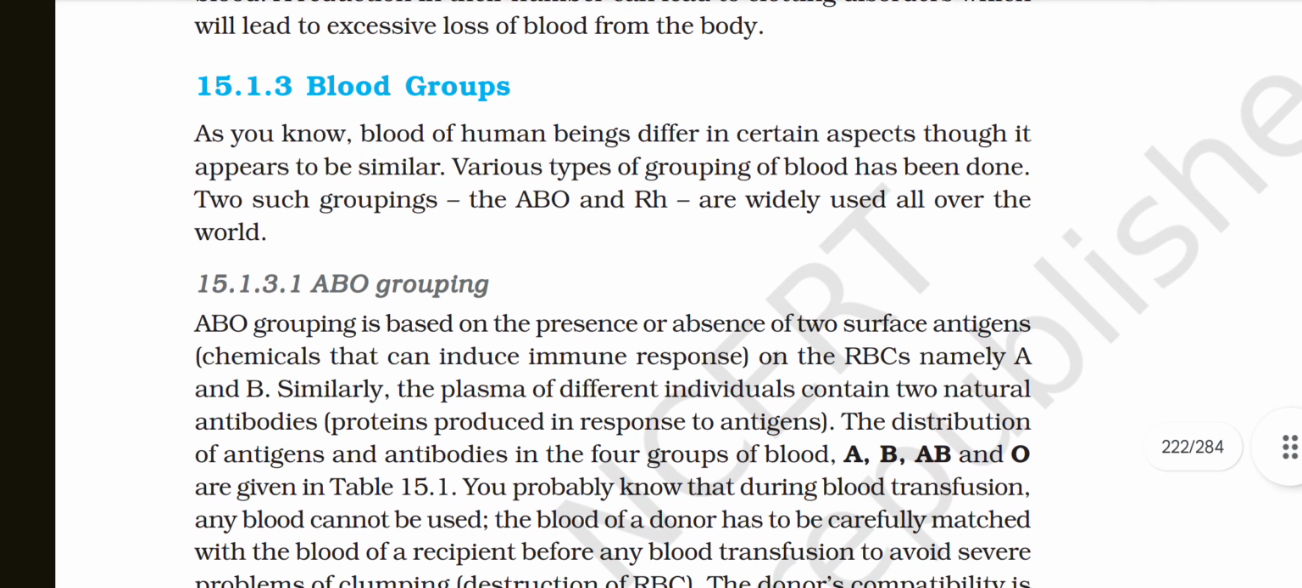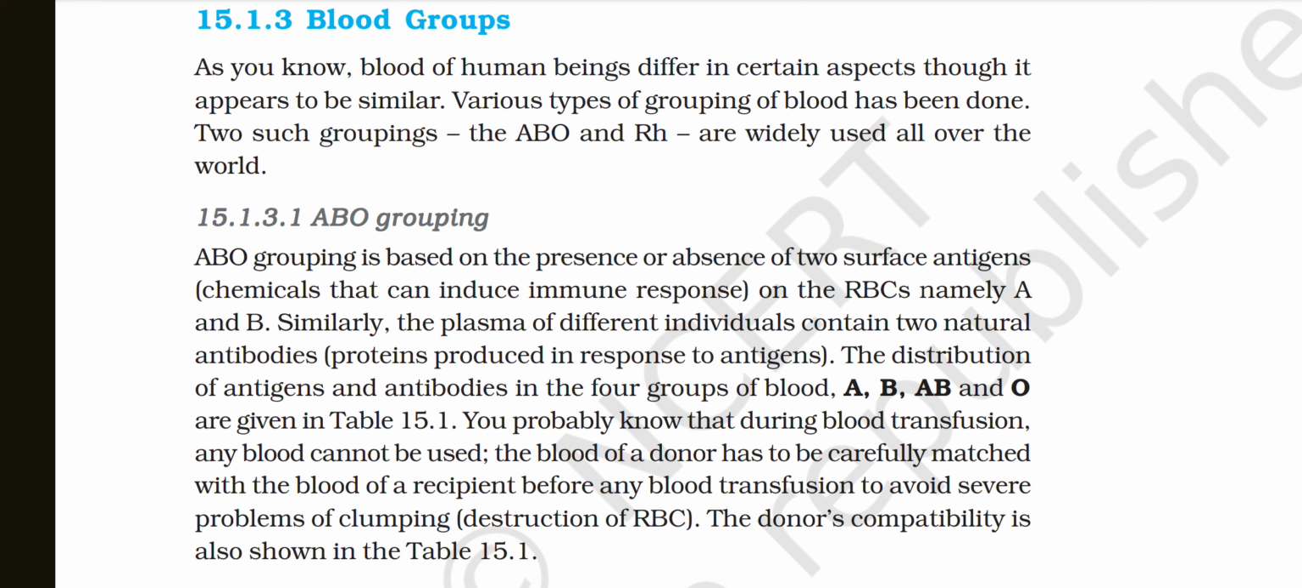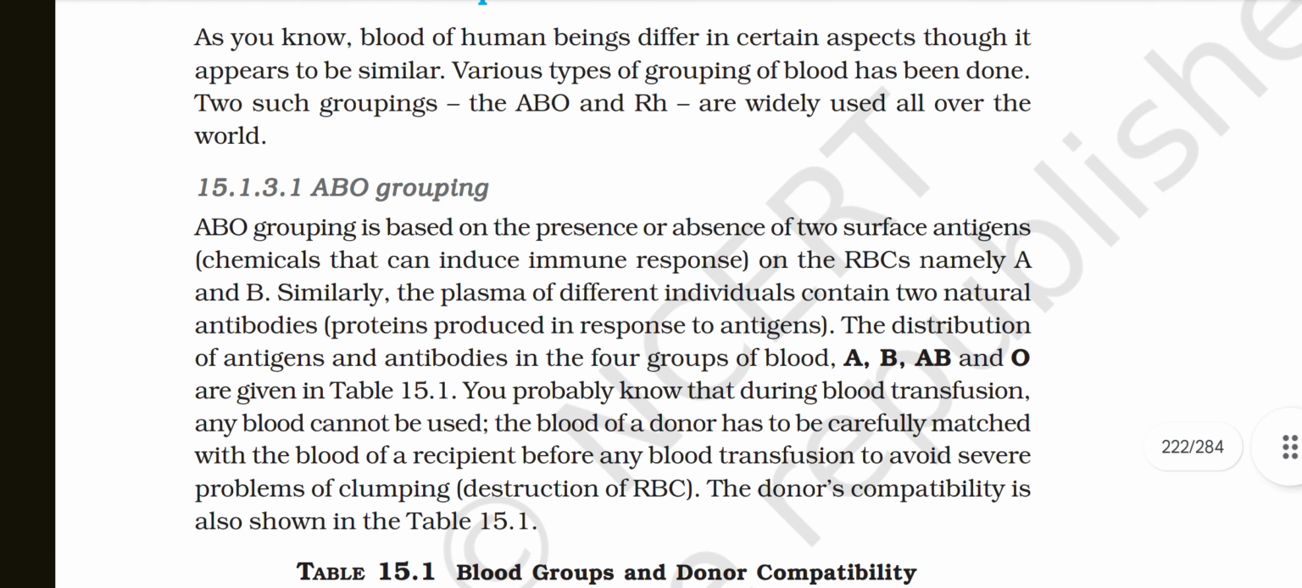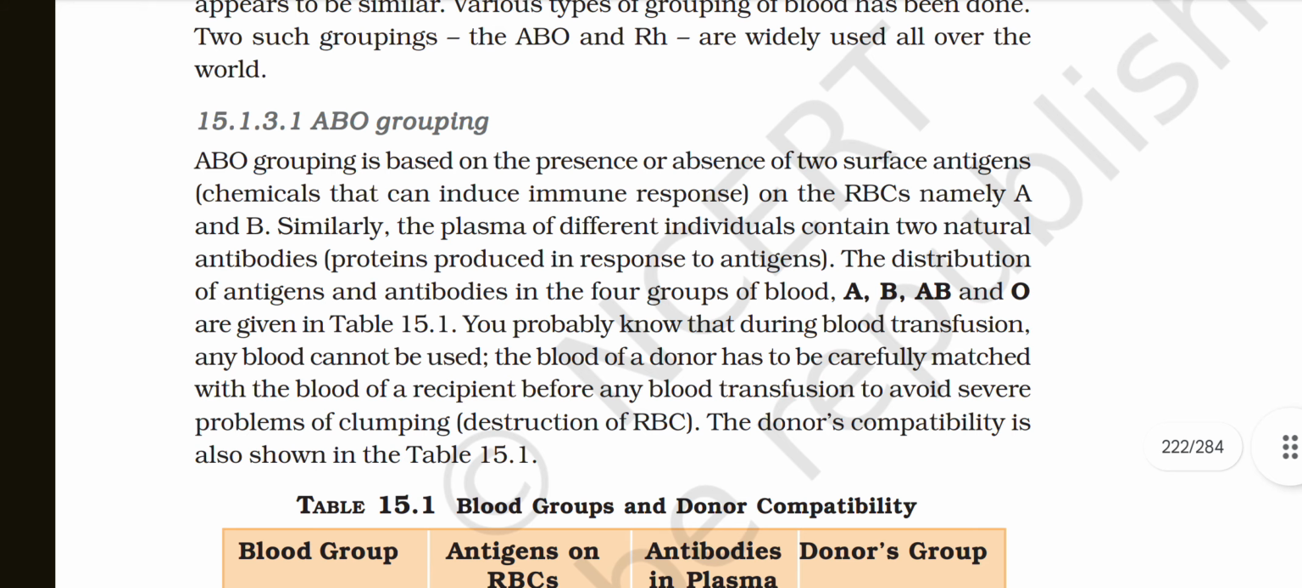Blood groups. As you know, blood of humans differs in certain aspects though it appears to be similar, and various types of grouping of blood have been done. Two such groupings, the ABO and the Rh, are widely used all over the world.